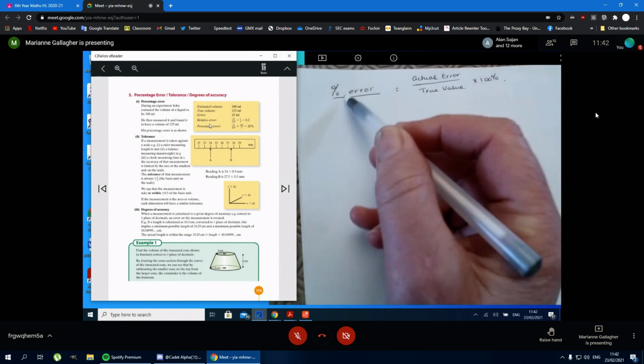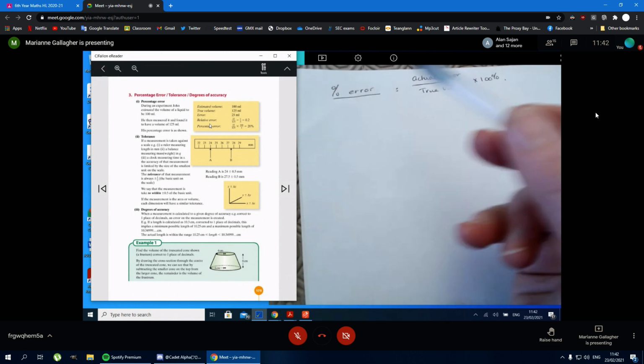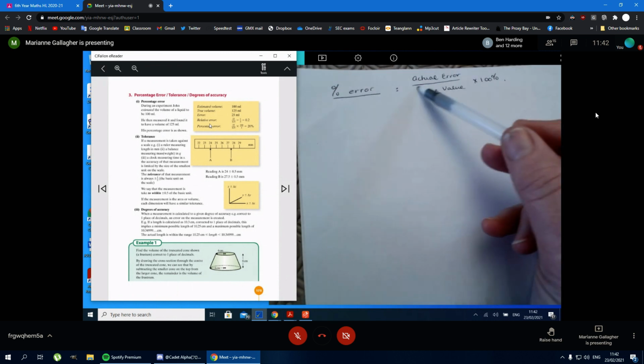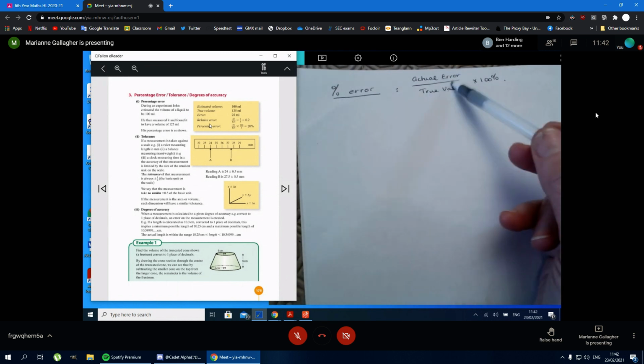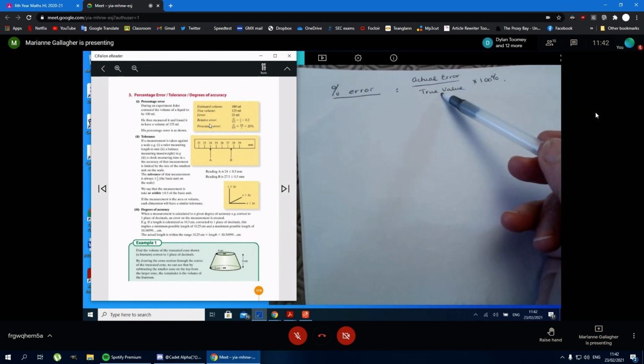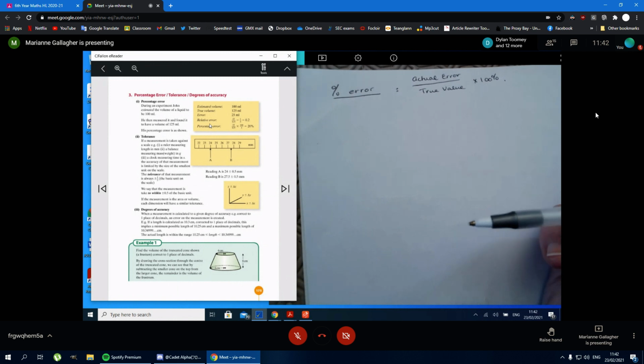So remember, a percent is just a different way of writing a decimal or a fraction. So you make your fraction first. You get your actual error by subtraction, put that over the true value, and that gives you your percentage error, okay?